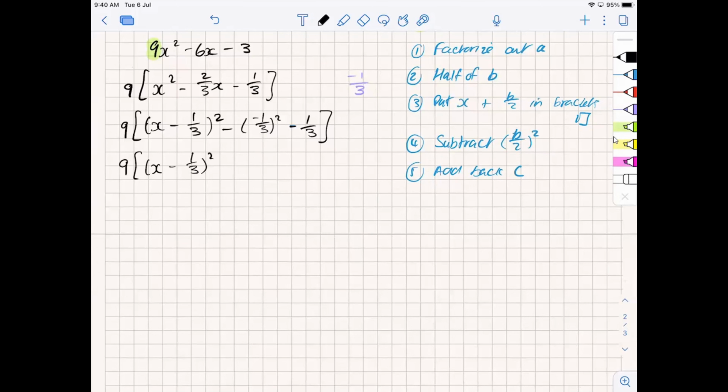So we have minus 1/9 minus 1/3. What's that going to give us? On the sideline there, I've written minus 1/9 minus 3/9, because I've just converted that into the same denominator, which gives me minus 4/9. Right, we can now deal with this 9 in the front. We're going to multiply everything in that big bracket by 9. So we're going to get 9 times x minus 1/3 squared, and we're going to get minus 4.